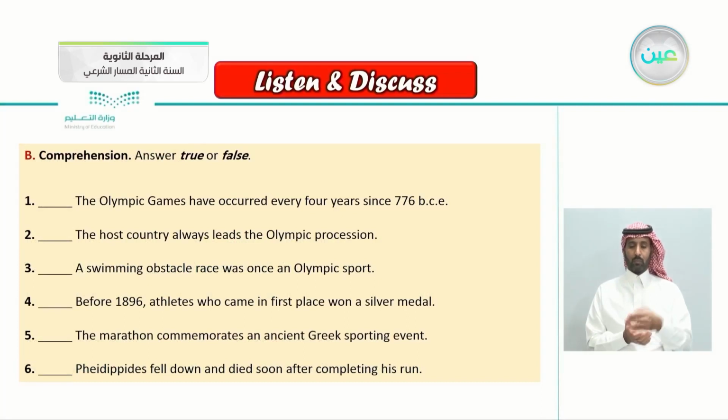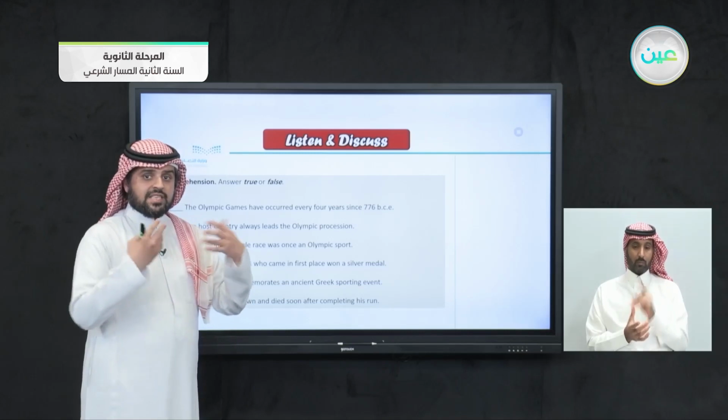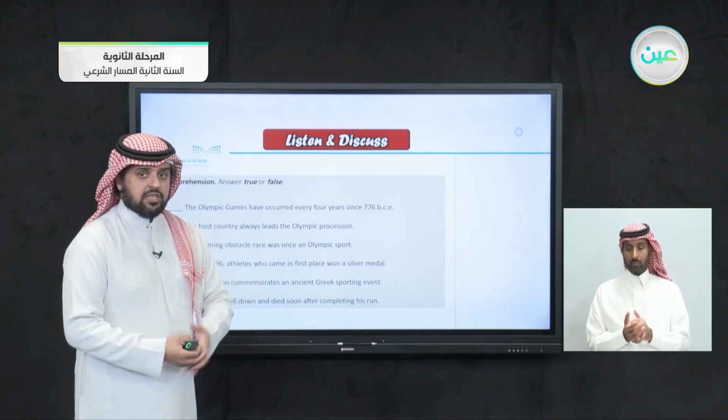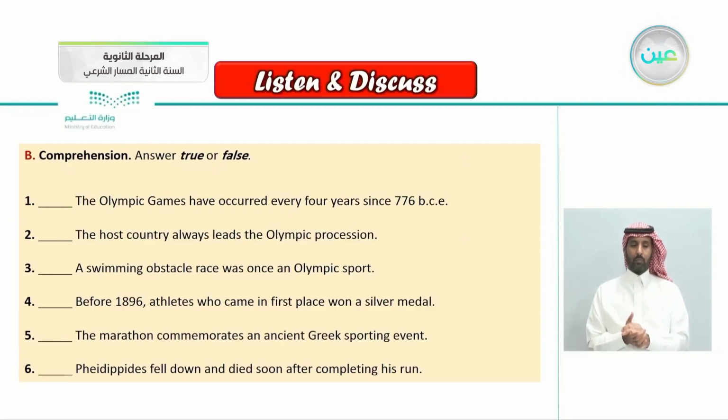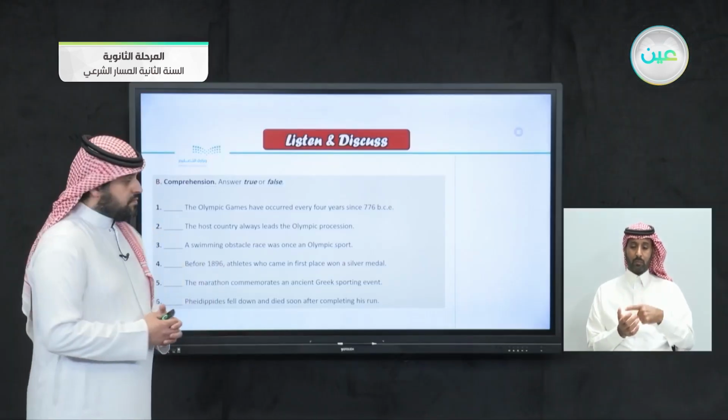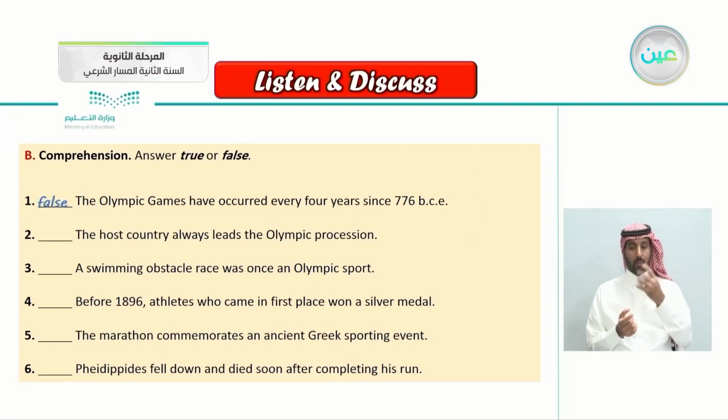Exercise B here, comprehension, true or false. Comprehension means your understanding of the text. So let's see if you did understand the text or not with true or false. Number 1, the Olympic Games have occurred every 4 years since 776 BCE. Since that time, it occurred every 4 years. Let's see the answer here. It's false.